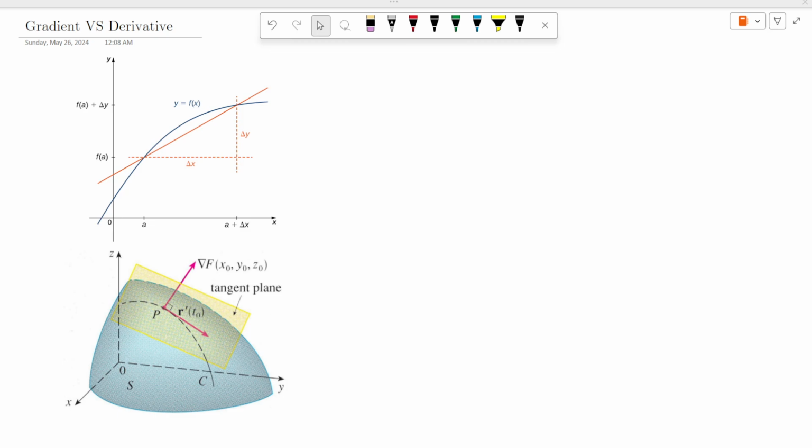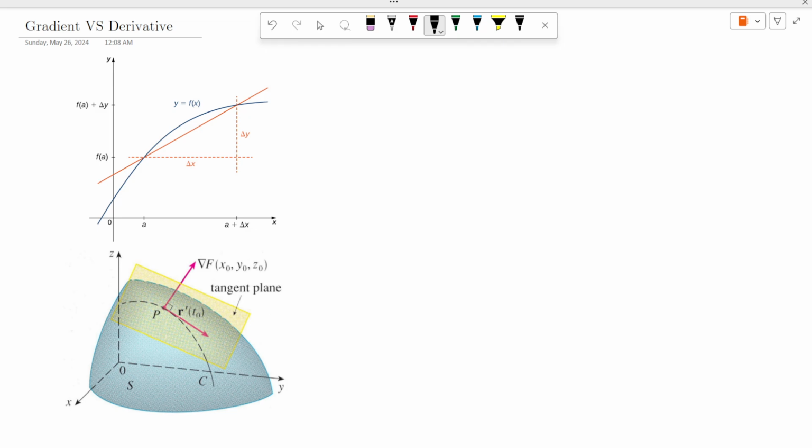Hello everyone. So today we are going to cover a topic from calculus. Basically, what we are going to cover today is gradient versus derivative. We are going to study the physical importance of both of them and the difference between both of them. All right, so let's get started without any further ado.